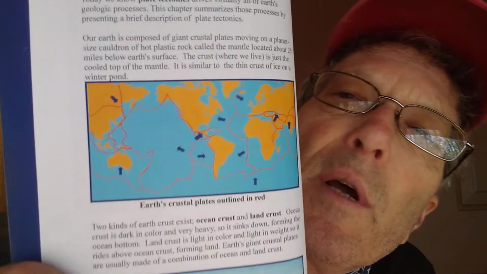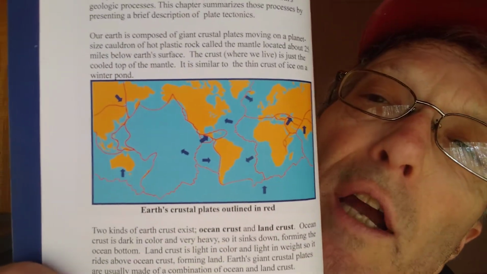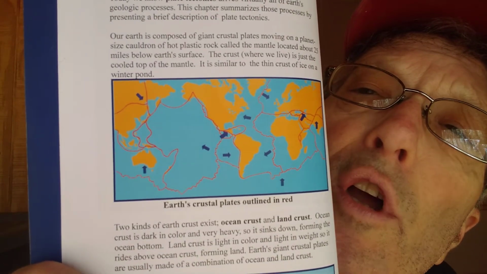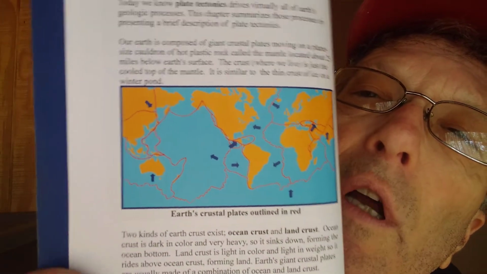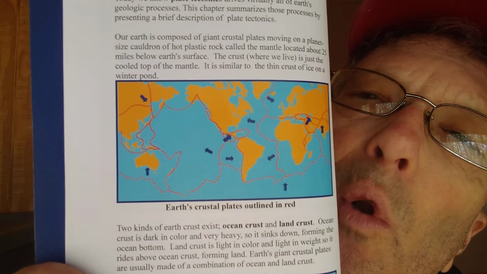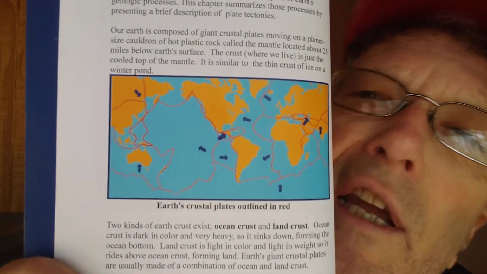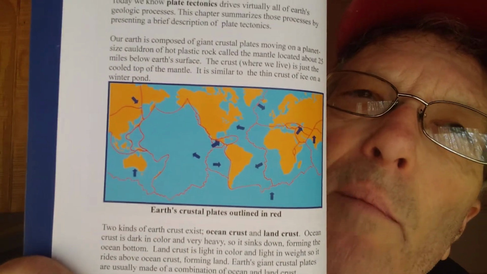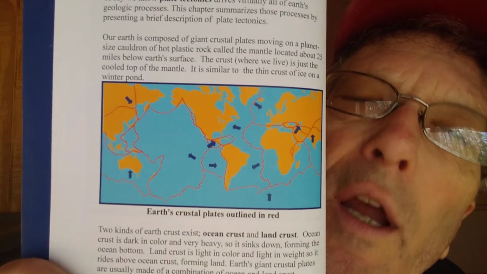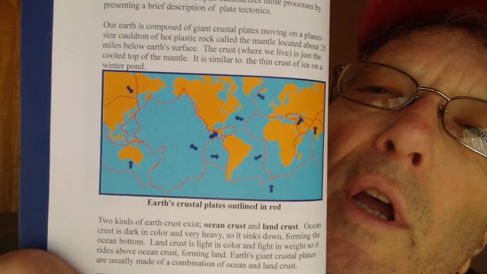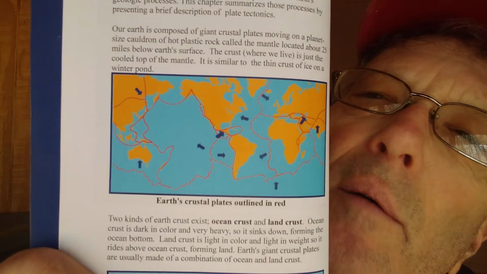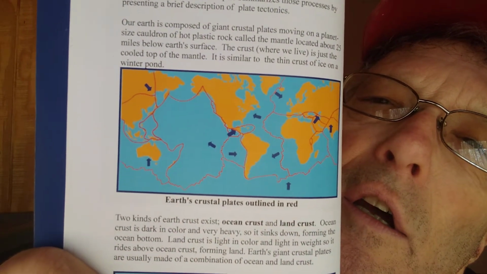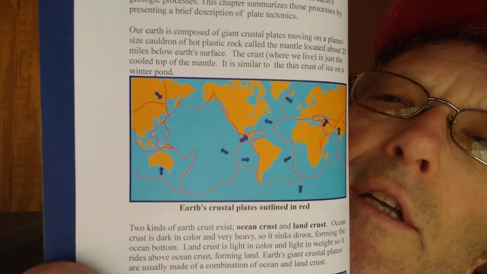Okay, this page shows you Earth's giant crustal plates. You can see the continents. All the continents, which are in yellow, are made of what we call land crust. Land crust is mostly granite rock. It's other kinds of rock, but mostly it's granite rock and metamorphic granite rock, which is called granite gneiss. And then the red lines outline the giant crustal plates of the Earth.